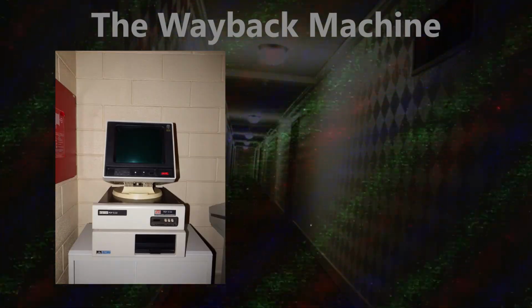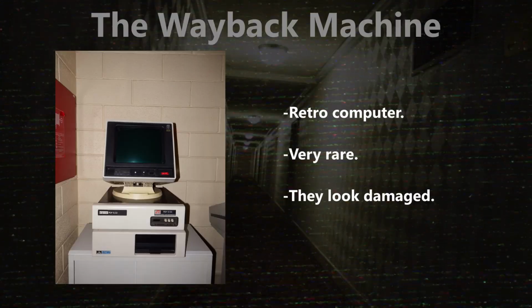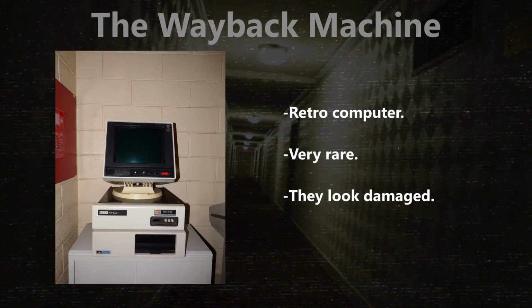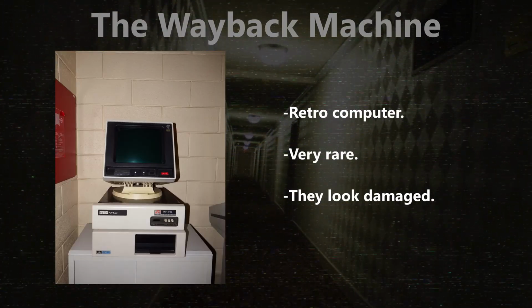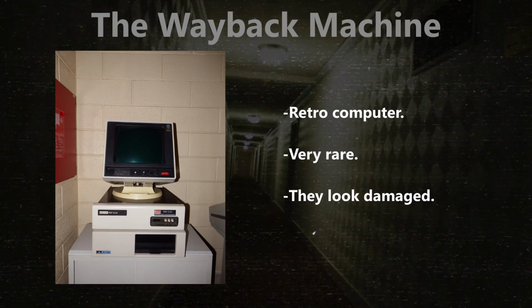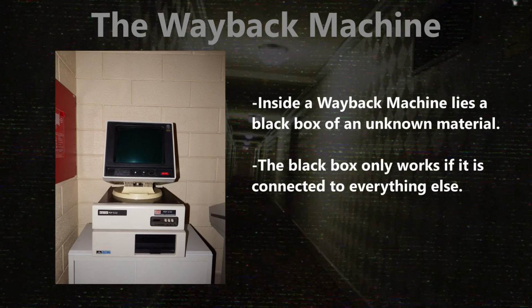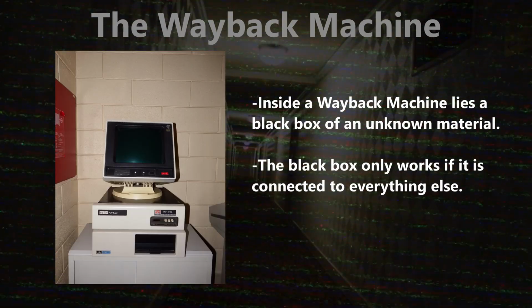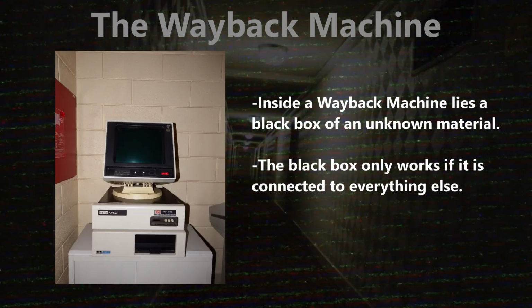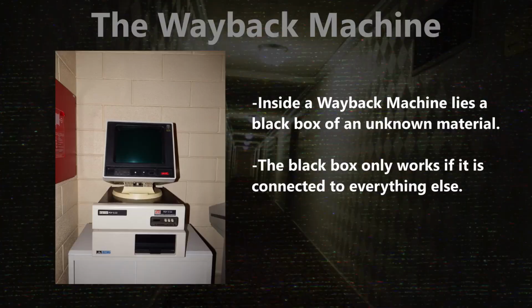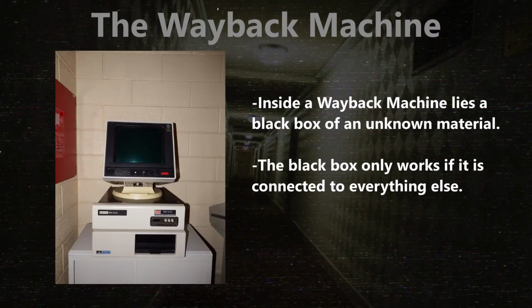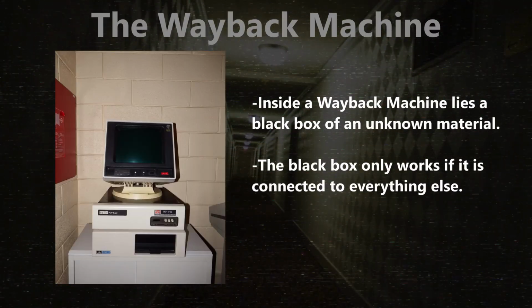Object 22 of the Backrooms, also known as the Wayback Machine, takes the form of an old-style computer monitor, and these are extremely rare to come across. Due to how old they are, they may appear damaged. If you were to break one apart, you may find a small black box, but the material that makes this up is unknown. This box is said to be the main source of the Wayback Machine, but it doesn't work unless it is connected with every other part of the object.